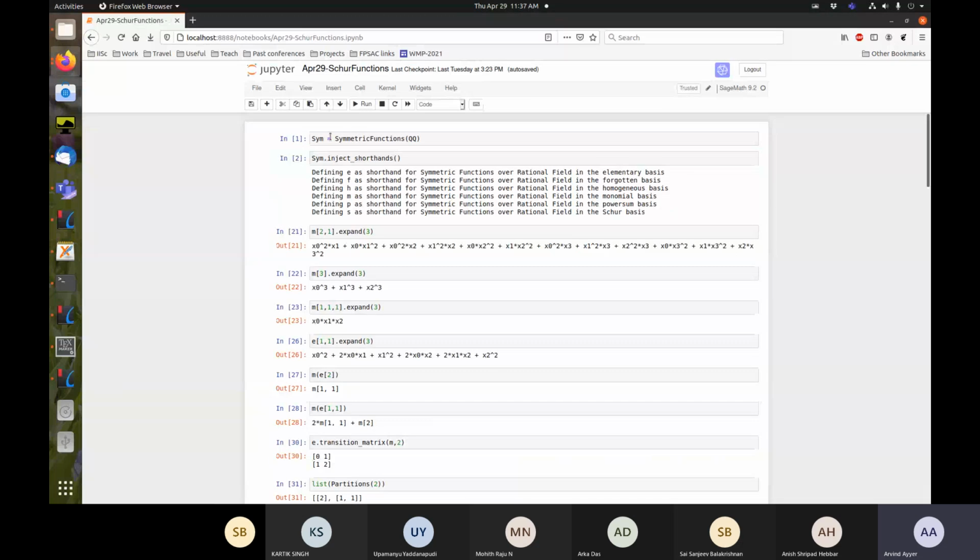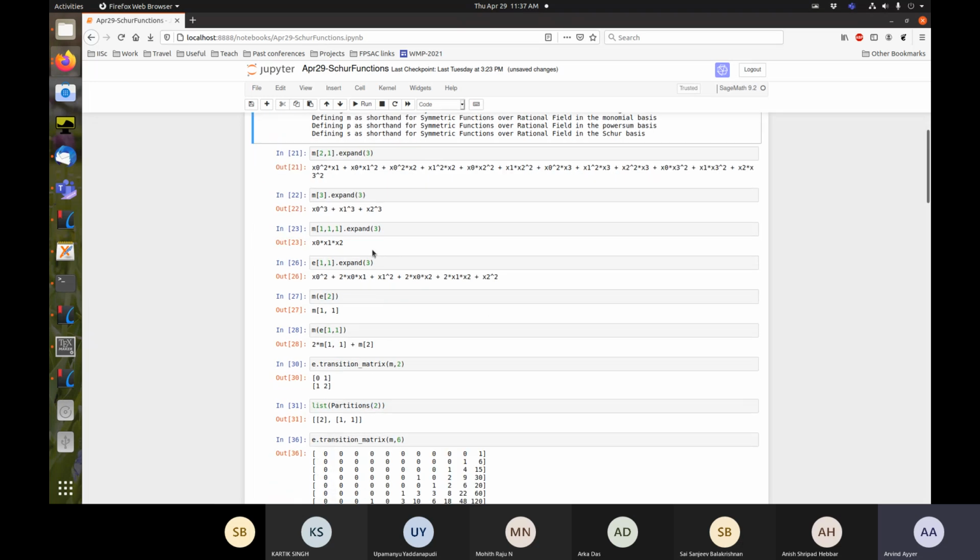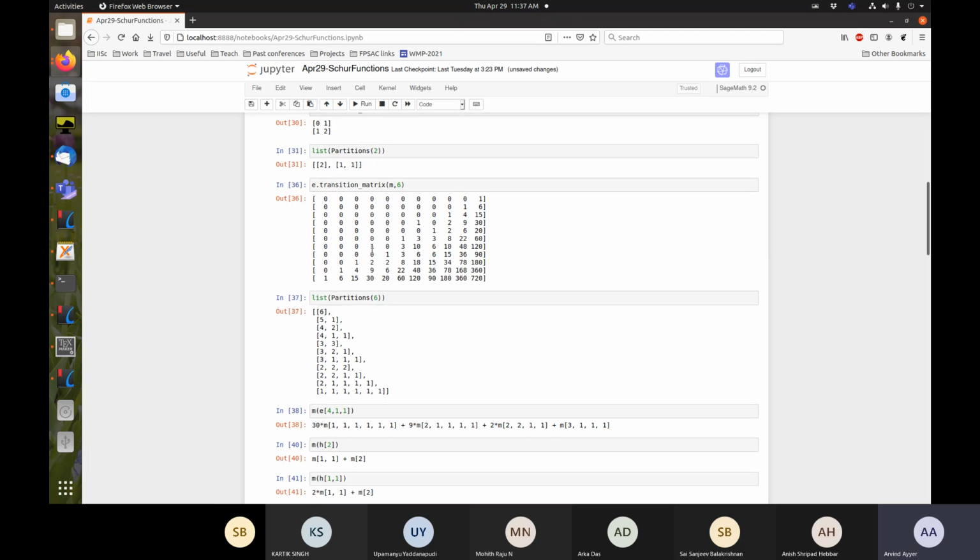I remind you that symmetric functions are defined this way, and there's a handy command which defines all the bases in one shot. So E is the notation for the elementary, H for the homogeneous, M for the monomial, and P for the power sum. Now you can forget about F for now. And S is the Schur basis, which I'm going to talk about presently. I have already uploaded this on Kuka, and you can look at it.